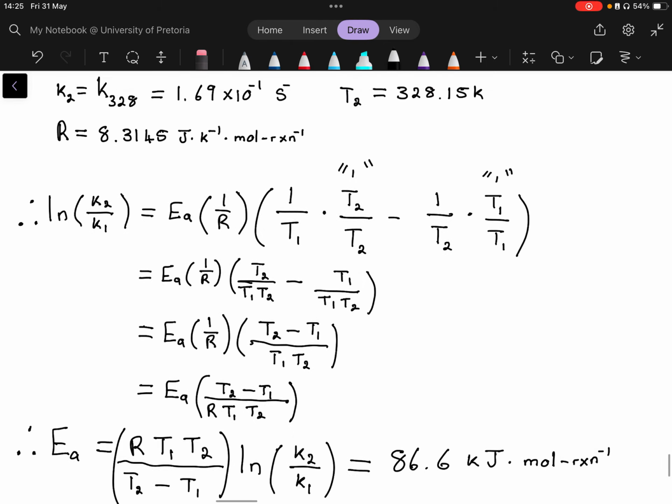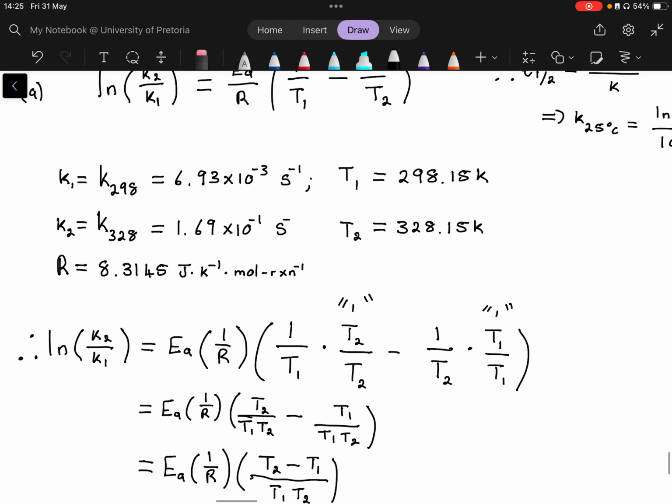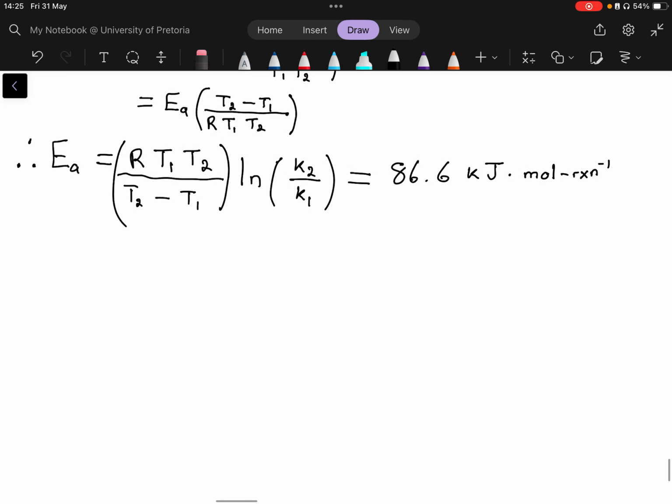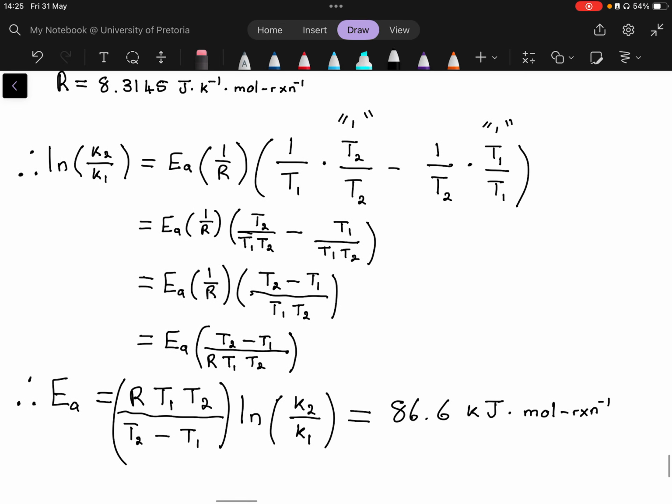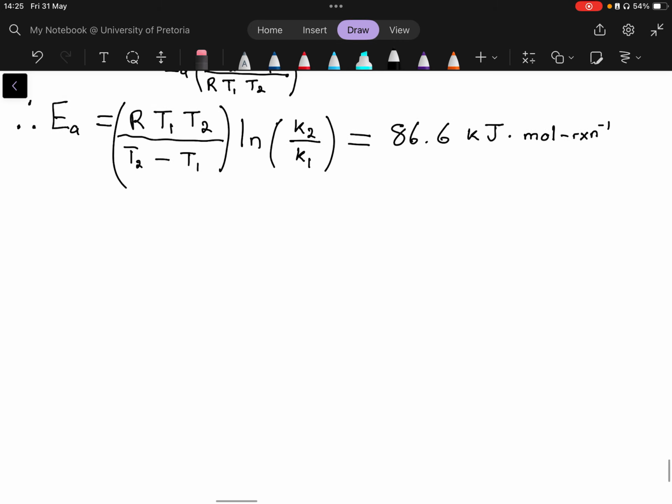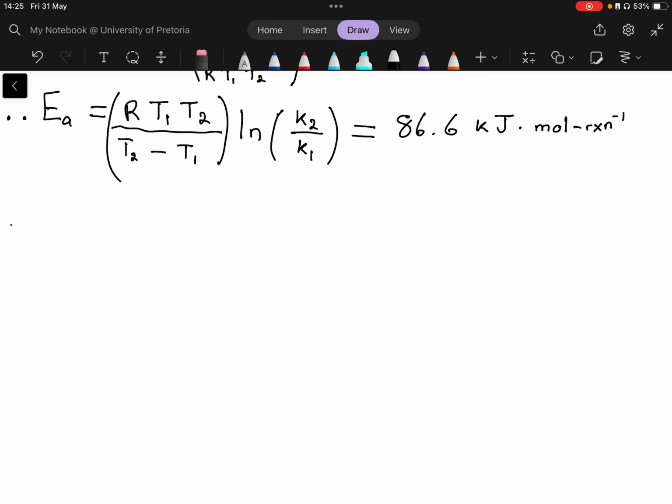So remember, if you're asked to calculate activation energy, you're looking for two rate constants at two different temperatures. So that's essentially all that you're looking for. And in principle, you will have to be able to do this kind of manipulation on your own. So yeah.